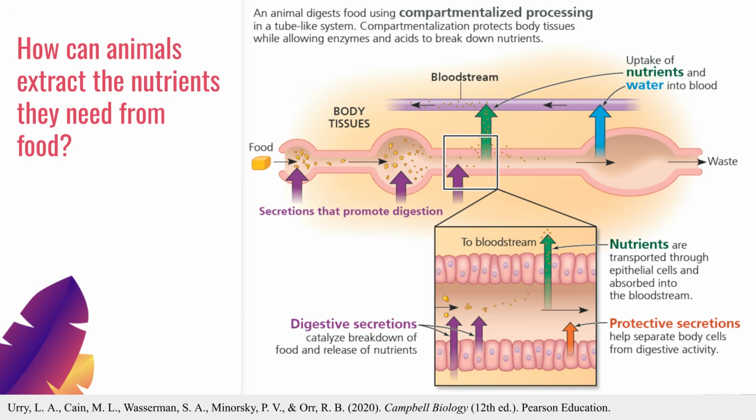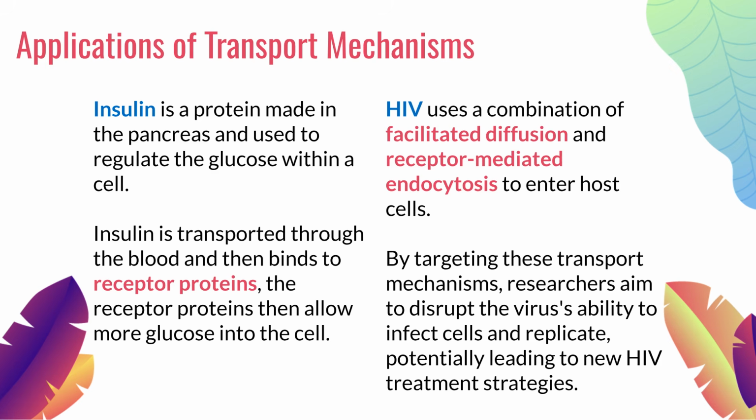This question asks how animals extract nutrients. The small intestine is lined with cells that use passive diffusion, facilitated diffusion, and active transport to move nutrients from digested food into the bloodstream. For example, glucose enters intestinal cells using transport proteins. Other applications include insulin regulation, which uses receptor proteins to allow glucose into the cell. HIV uses facilitated diffusion and receptor-mediated endocytosis to infect host cells.